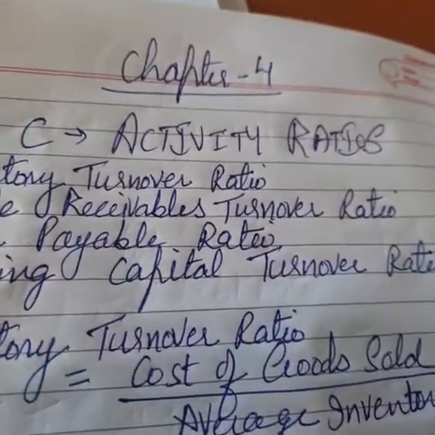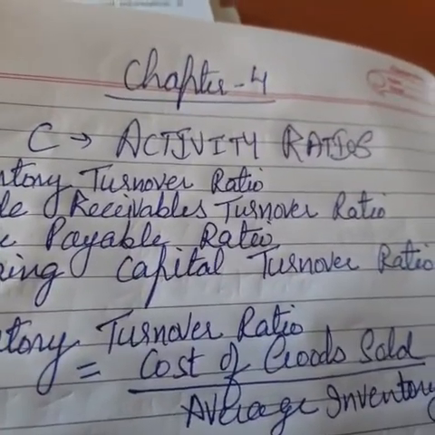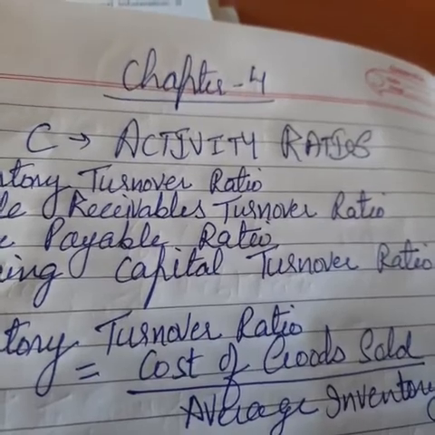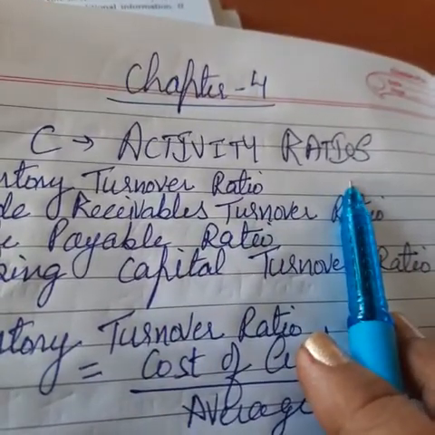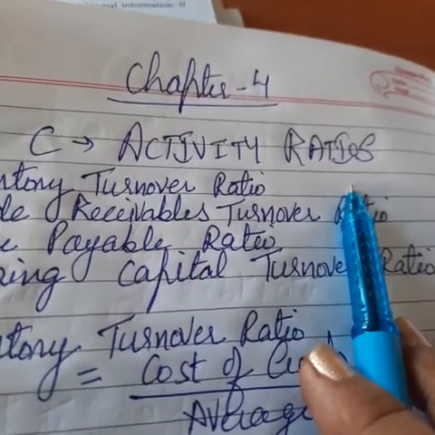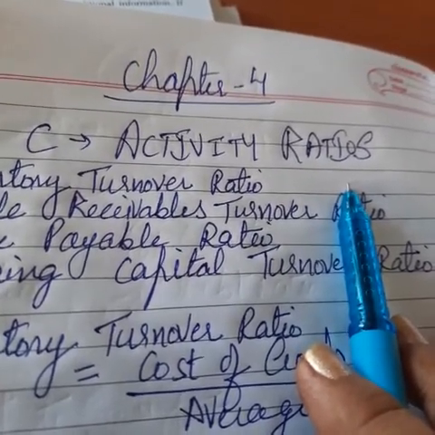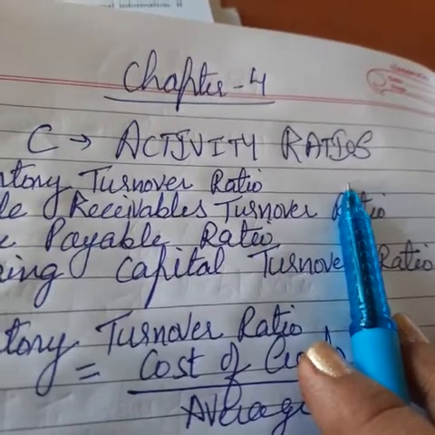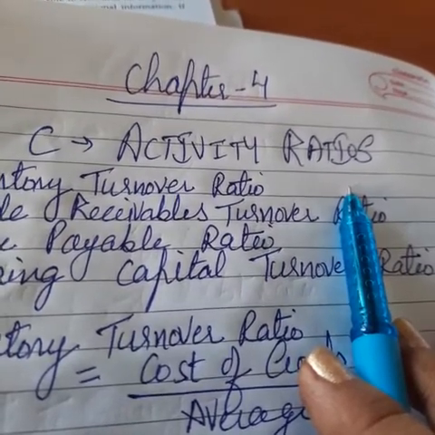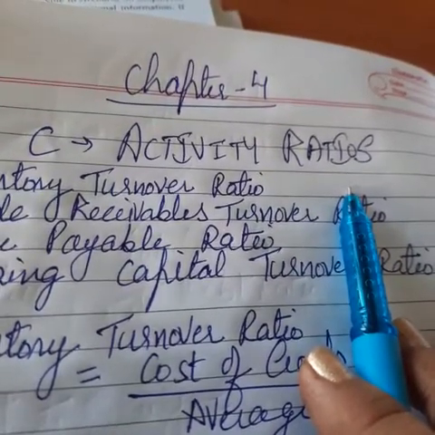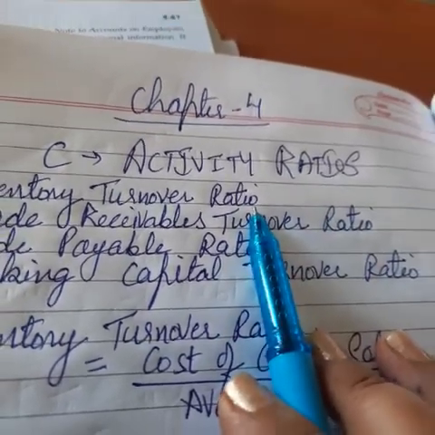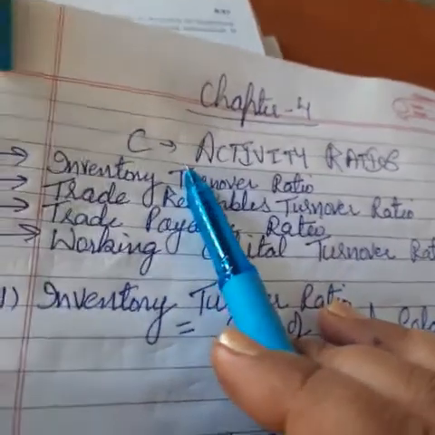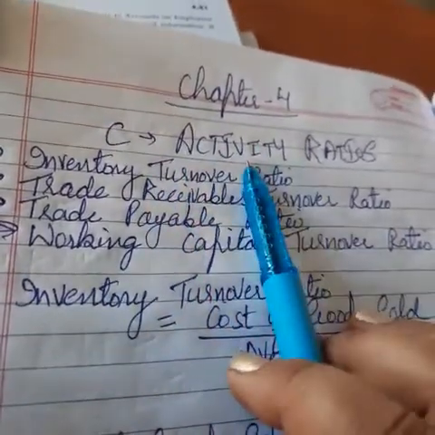Good morning, everybody. So, let's continue our chapter number 4 with our third ratio, that is activity ratio. Now, activity ratio, also termed as performance or turnover ratios, measures how well the resources have been used by the enterprise. It also shows the effectiveness with which the enterprise uses its available resources.